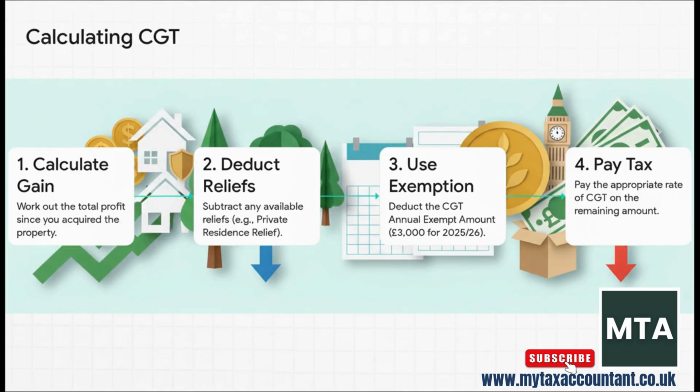It's a pretty clear 4-step process. First, Anna works out her total gain. That's the sale price minus what she originally paid plus her costs. Second, she deducts any relief she's eligible for. Third, she can knock off the annual CGT exemption, which for this tax year is £3,000. And then finally, she pays capital gains tax on whatever profit is left.